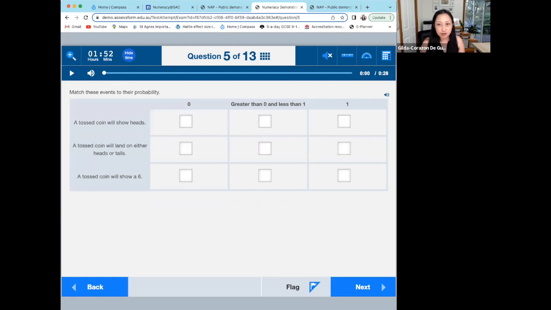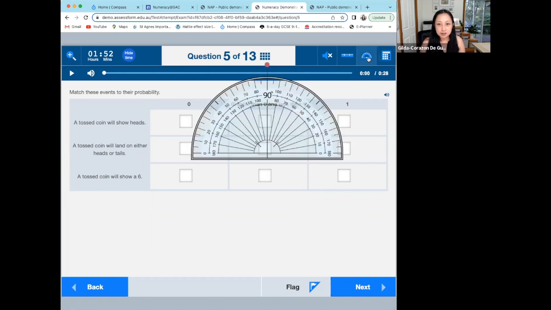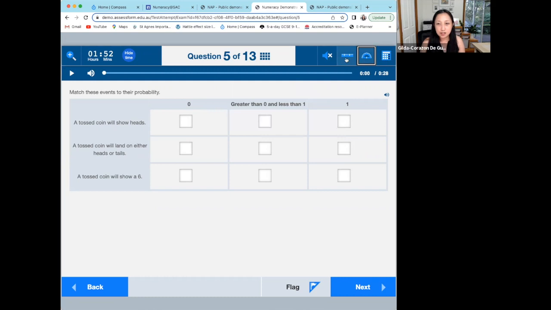All right, so that one there is what I was talking to you about earlier. That's the icon for your calculator. If you press that, that one appears. The other one would be your protractor. Click on that one again, it will go back, and then you have your ruler. Let's have a look at this question here.